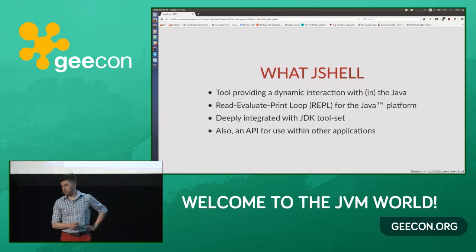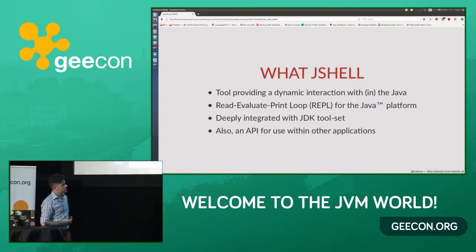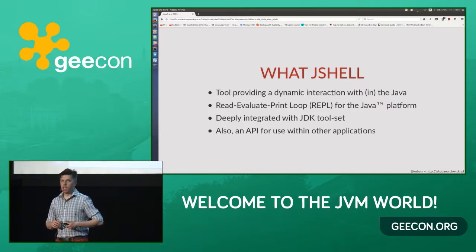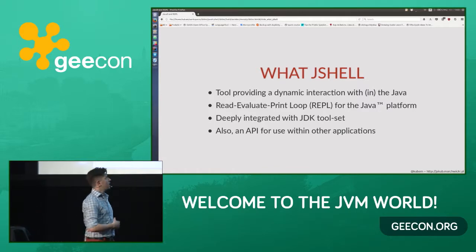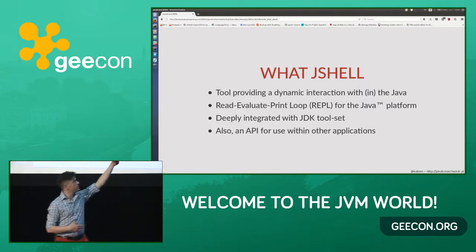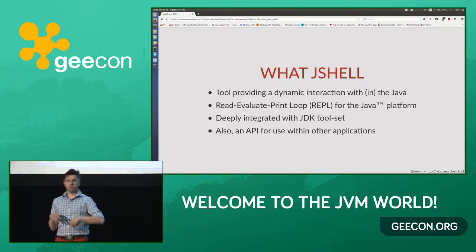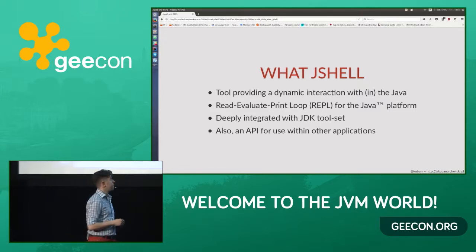So what is JShell? JShell in general is a tool that allows a certain amount of dynamic interaction with Java. If you're familiar with REPL, that's just a REPL. If you haven't been, it's a read-evaluate-print loop for the Java platform. That's how Oracle advertises it. So we are able to type in some Java code, some Java tokens, press enter, it will be evaluated by the compiler, and the result will be printed, and we can get it back.